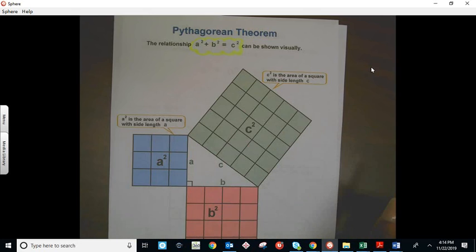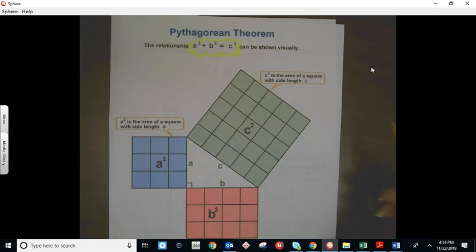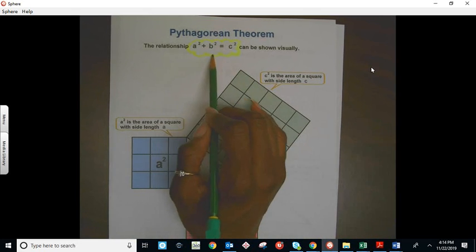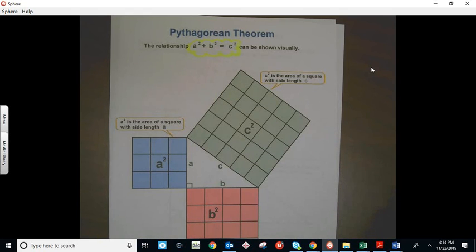Okay? Now, this formula, A squared plus B squared equals C squared, is going to be super, super important. We're going to talk about it a lot, and we're going to use it in different ways. So let's stop talking about it, jump into it, and see how it works. Okay?